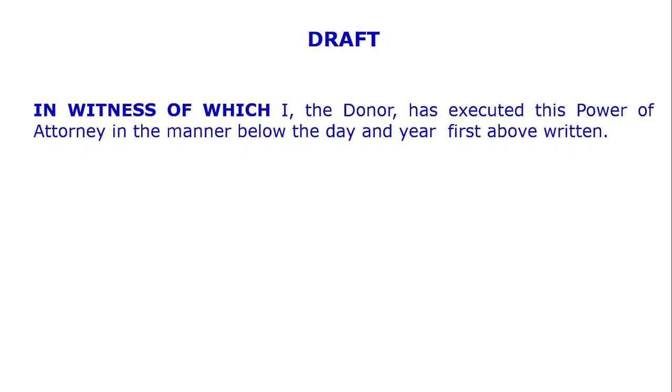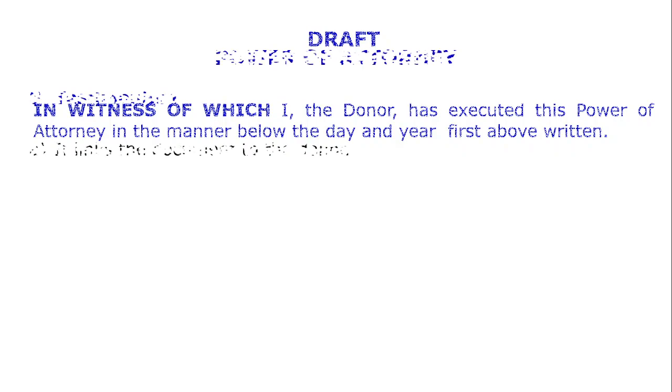You must be specific, because this deed is specific. This power of attorney. If it was a deed of assignment, we would have said this is an assignment. Of course, it would not have been donor, it would have been assignor, right? So ensure that you take note of these very simple parts. So in witness of which I, the donor, have executed this power of attorney in the manner below, the day and year first above written.